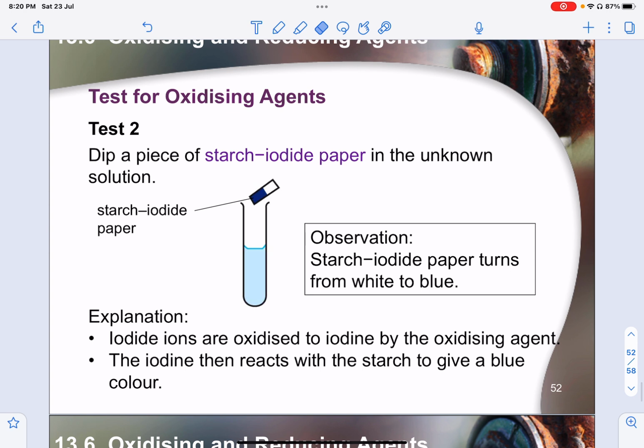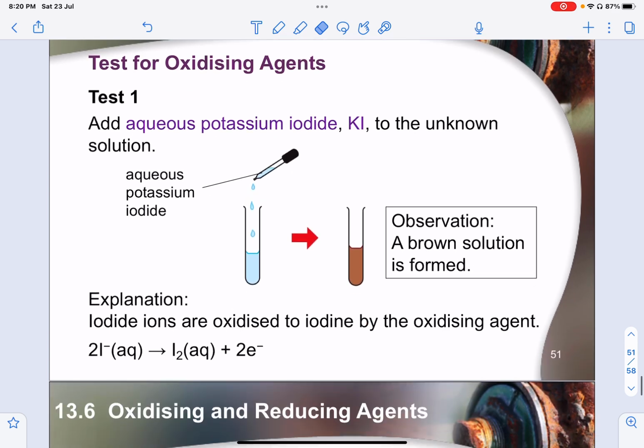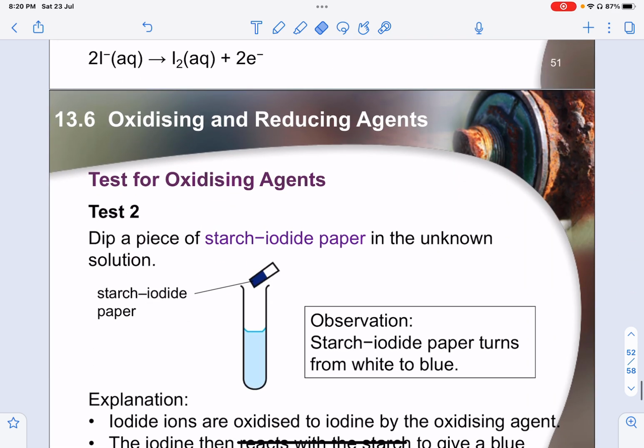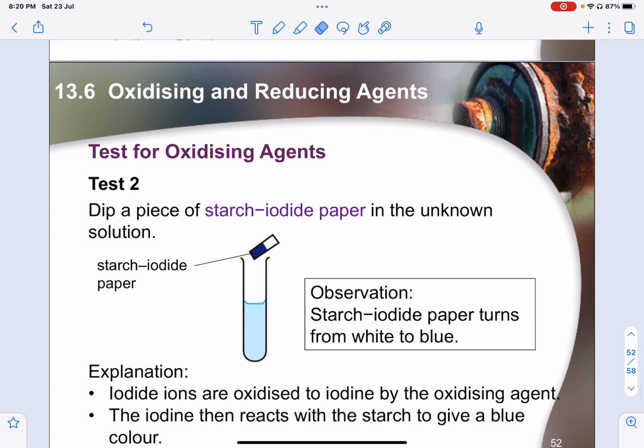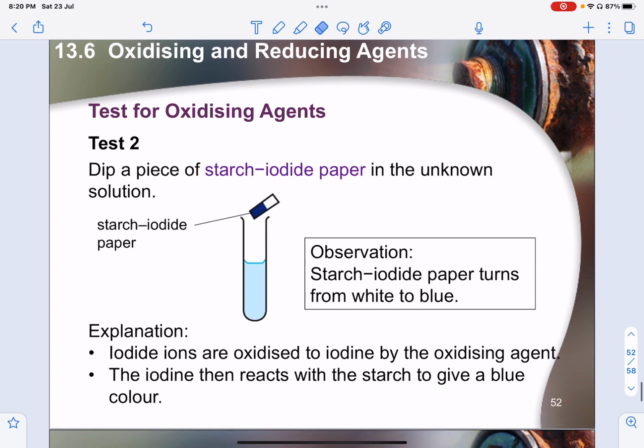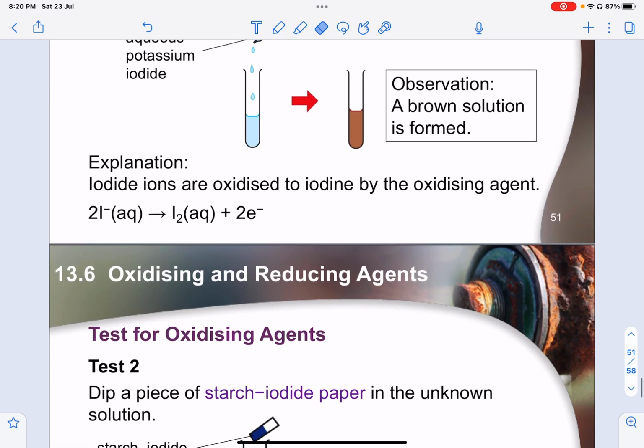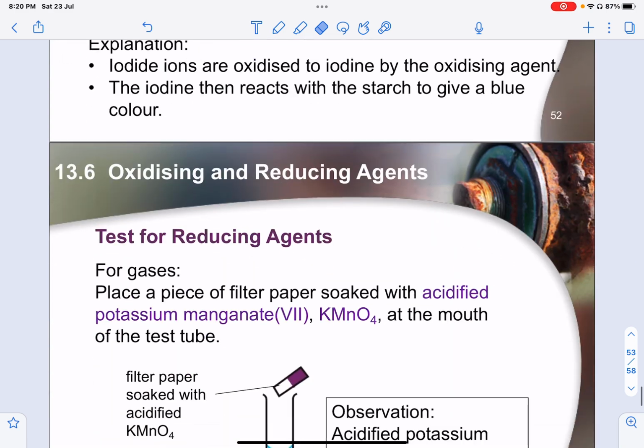For testing whether a substance contains an oxidizing agent, we have a few ways to go about it. Just now we talked about the potassium iodide. Now we talk about starch iodide paper, where we will see a change in color. Though this is not really highly tested, and we tend to use the first method more often.